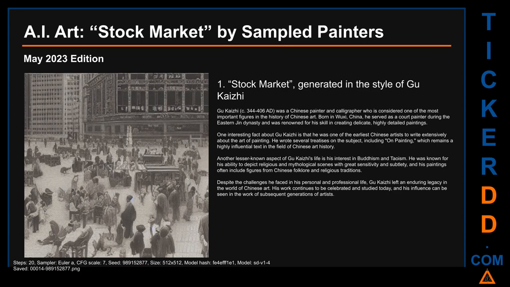We wanted to be more entertaining, so here are some arts that were generated by artificial intelligence. In this initial installation, we asked a deep learning model that had been trained with over 5 billion images to paint an image of the literal term stock market by using the style of specific well-known artists. Here is stock market, generated in the style of Gu Kaizi.